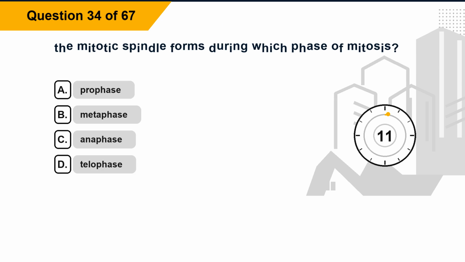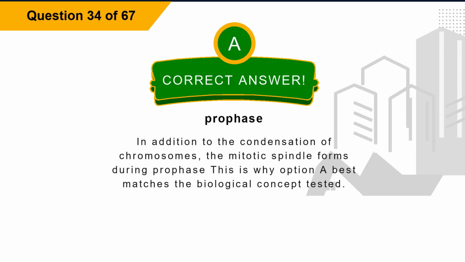Question 34. The mitotic spindle forms during which phase of mitosis? Option A, prophase. Option B, metaphase. Option C, anaphase. Option D, telophase. The correct answer is option A, prophase. Explanation: in addition to the condensation of chromosomes, the mitotic spindle forms during prophase. This is why option A best matches the biological concept tested.